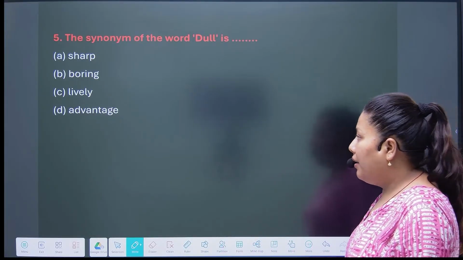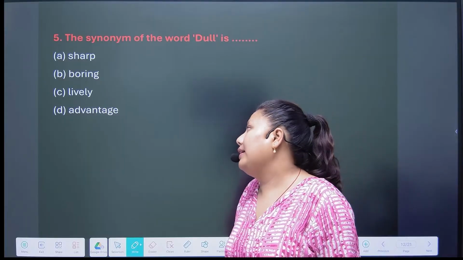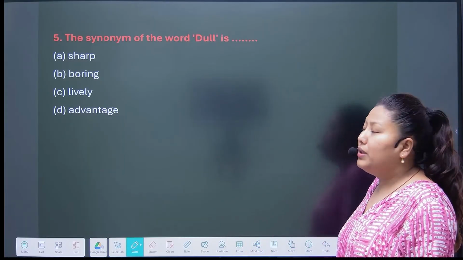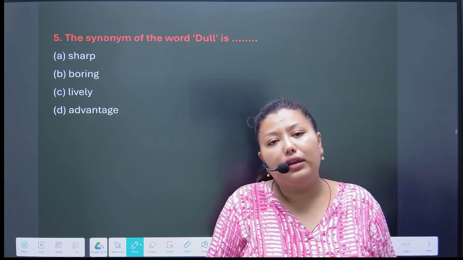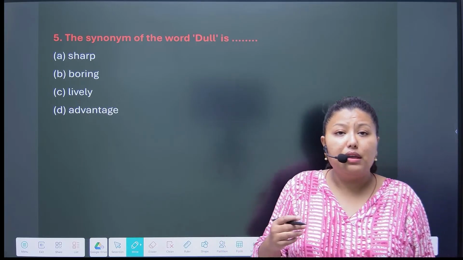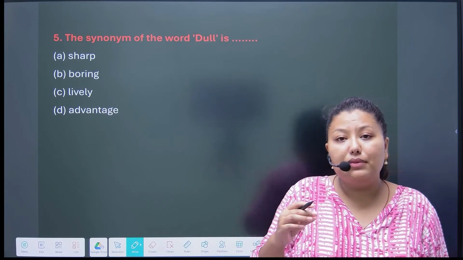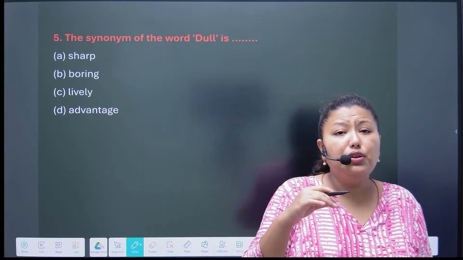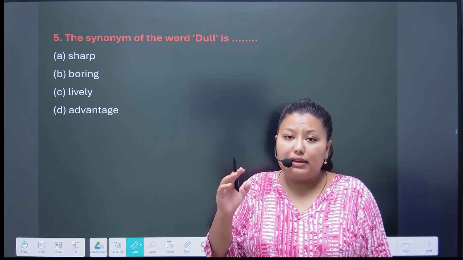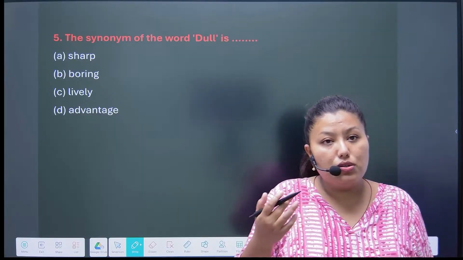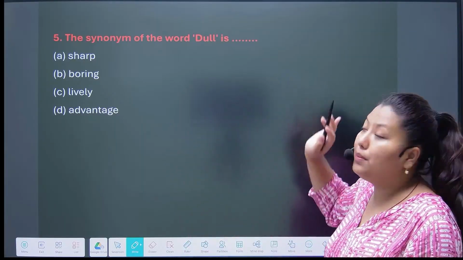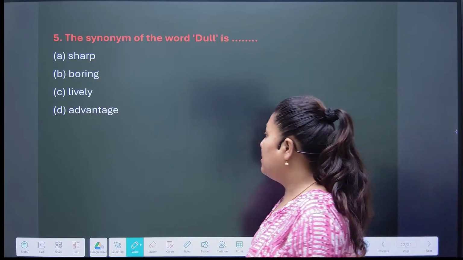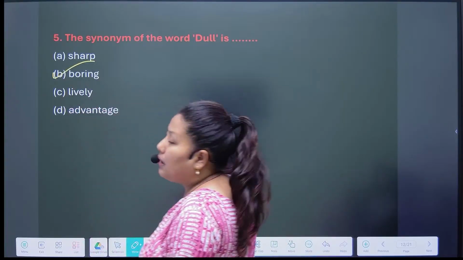Options are sharp, boring, lively, advantage. So, dull means something which is very boring, or when you are not interested in something, then you say dull. So here, what is the synonym of dull? The correct answer is option number B, boring.